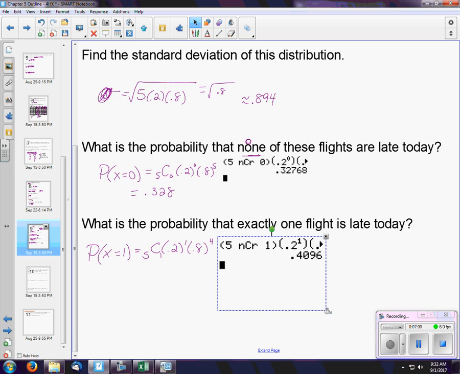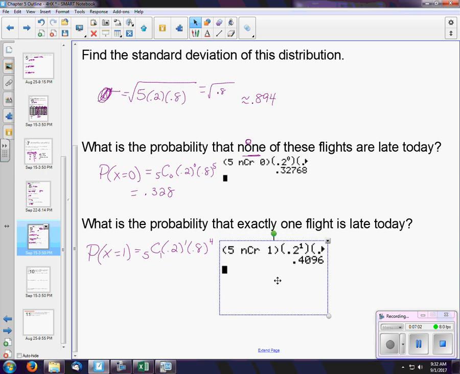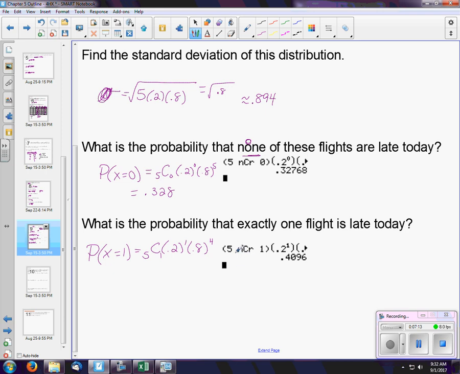Well, here's the catch: we don't know which flight is late, right? It could be the first flight that's late or the second flight, and so on. So what the 5 choose 1 portion does is figure out how many different ways one of those flights could be late, and then calculate the probability from there. So that probability is approximately 0.4. If you round to 3 places, that ends up being 0.410, or just leave it as 0.4096.